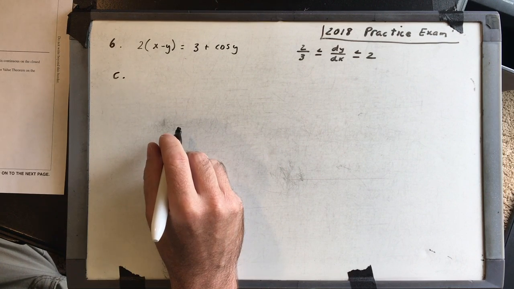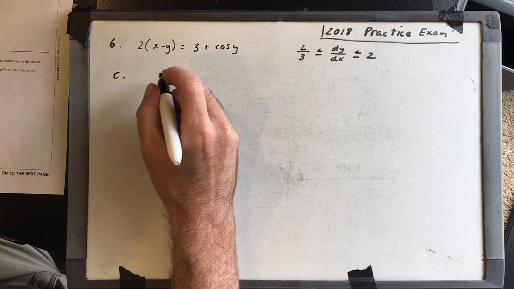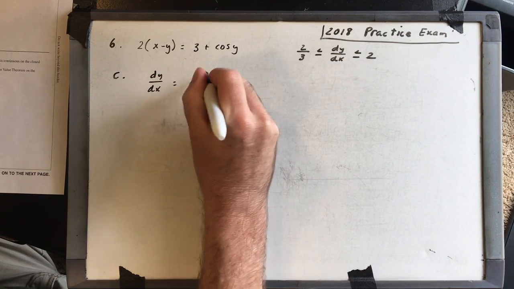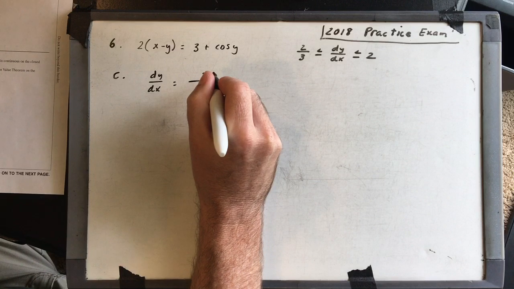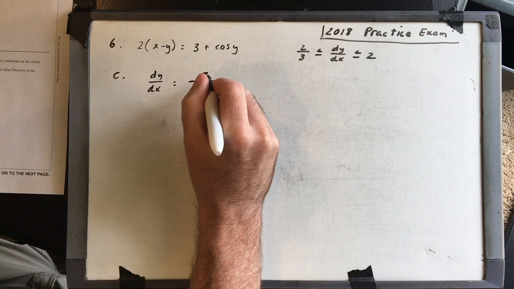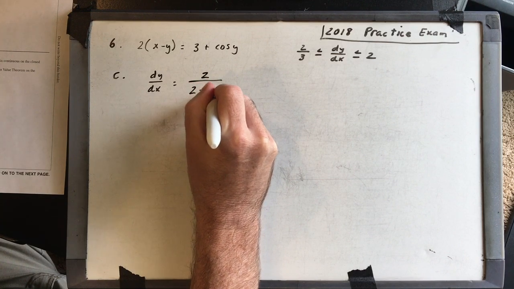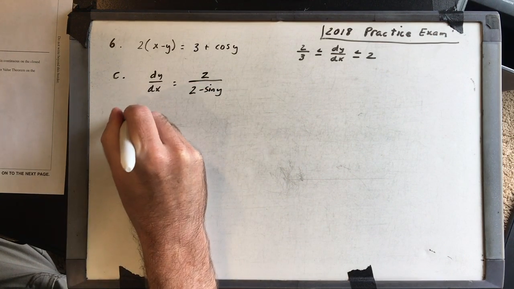So how do you get concavity? You have to take the second derivative. So we know that dy dx is equal to 2 over 2 minus sine y. Again, that's from part A. So what's the second derivative?